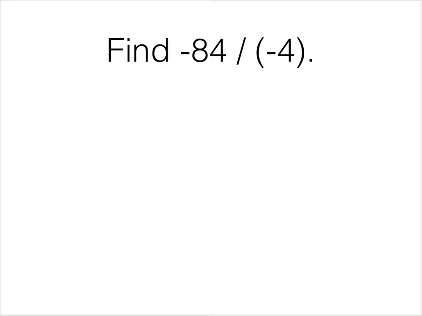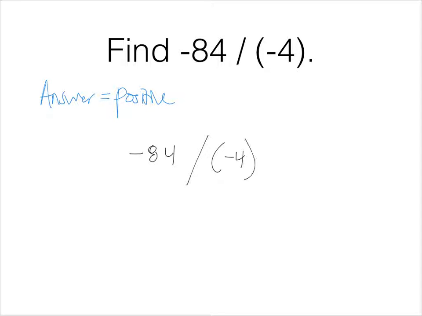Find negative 84 divided by negative 4. So again, I have 2 numbers that are both the same sign, so my answer is going to be positive because they have the same sign. Then I look to my numbers without their signs and try to figure out what the answer is without their sign. So 84 divided by 4.